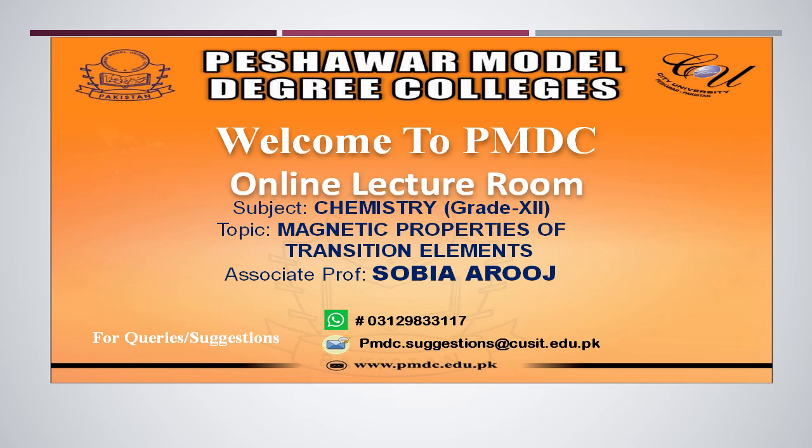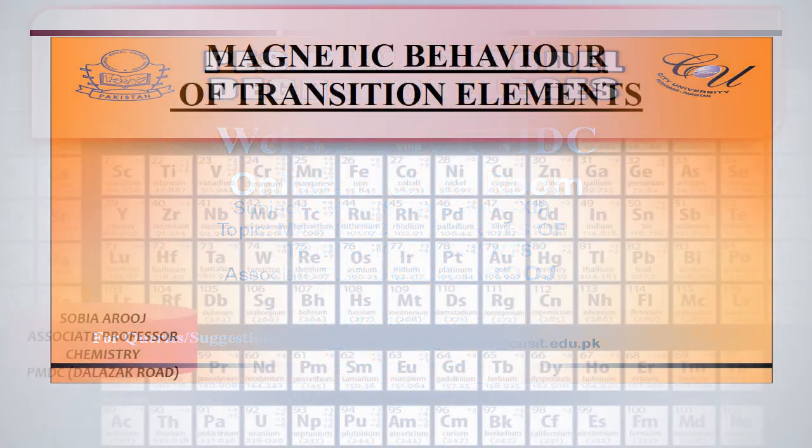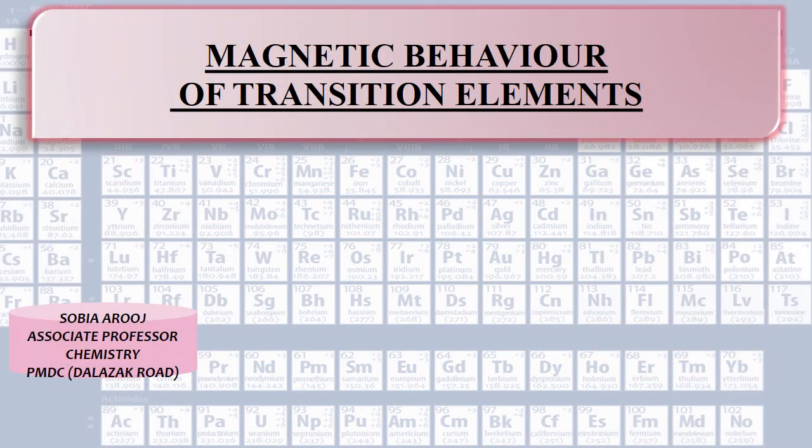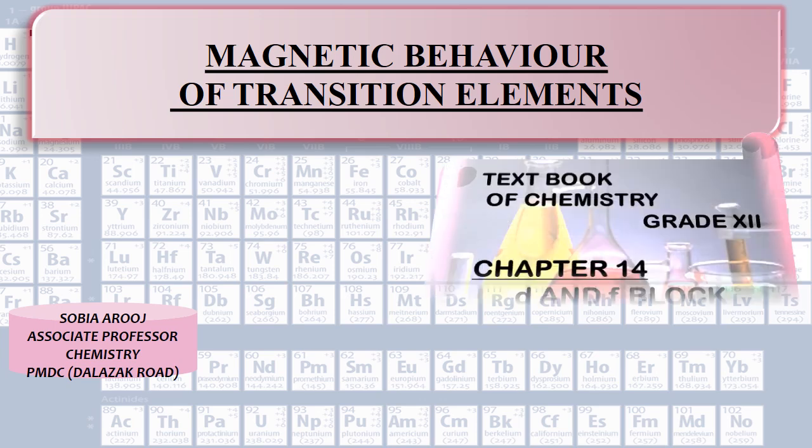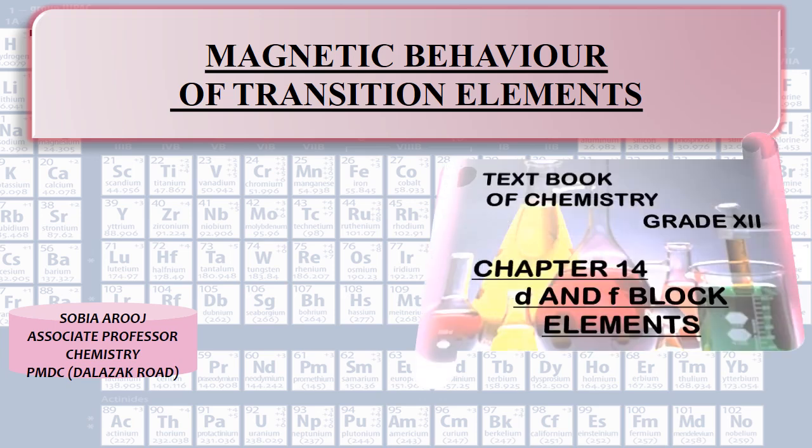The topic of this video lecture is Magnetic Behavior of Transition Elements, selected from Textbook of Chemistry for Grade 12, Chapter 14, D and F Block Elements.